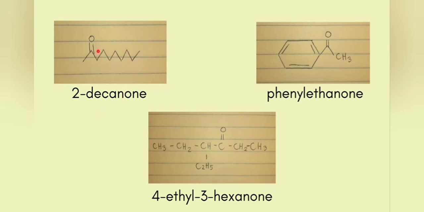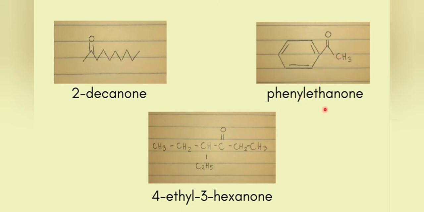Thus giving 2-decanone. And this one here is phenylethanone. And ethanone was used because there are 2 carbons present in the ketone.